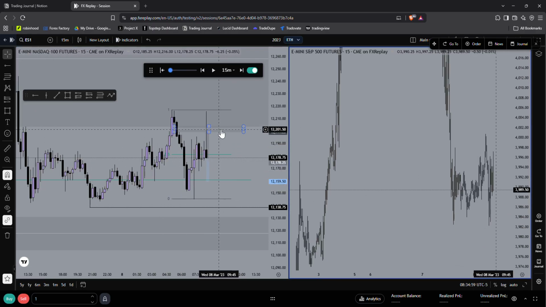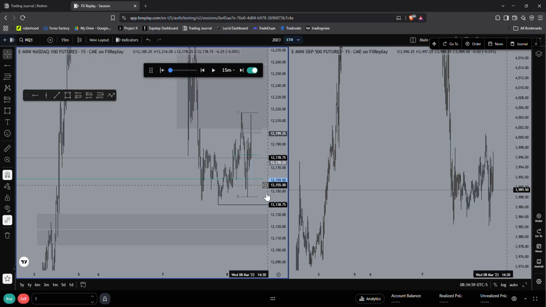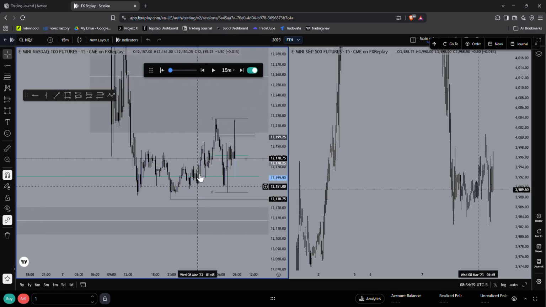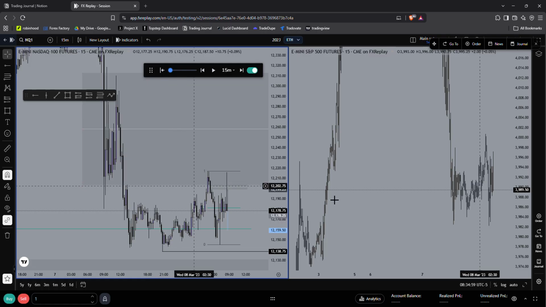So internal, we hit this internal. What is the external range here? We've hit this internal range. What is the external? Well, we still have highs here.